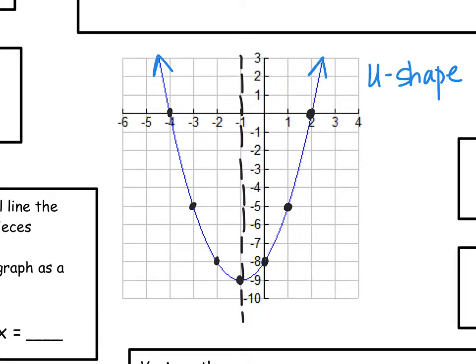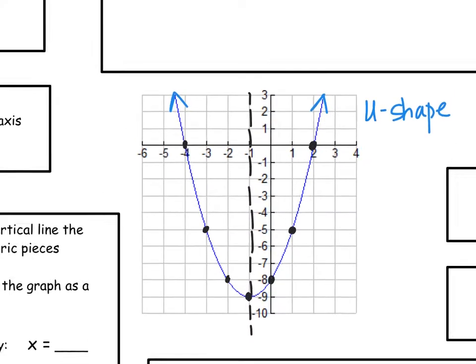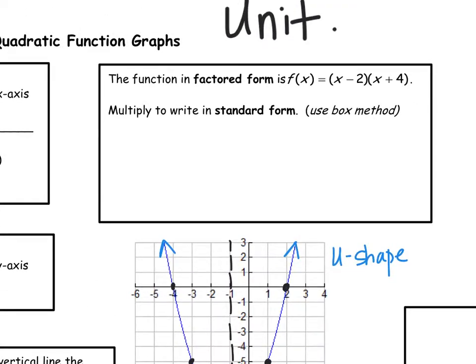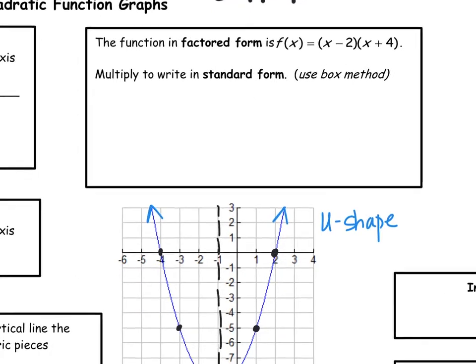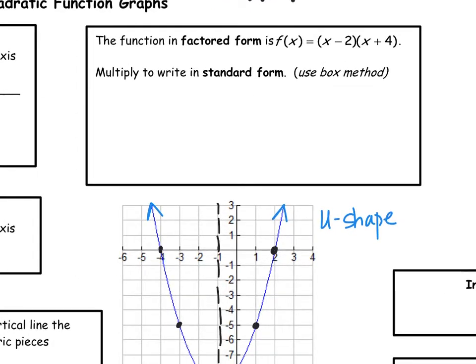Alright, so now we're going to go around this web. I'm going to start up here at the front. The top of this says that this function in factored form, factored means that I have these two sets of parentheses, is x minus 2 times x plus 4. And it says to multiply to write this in standard form. And it gives me a big hint here to use the box method.